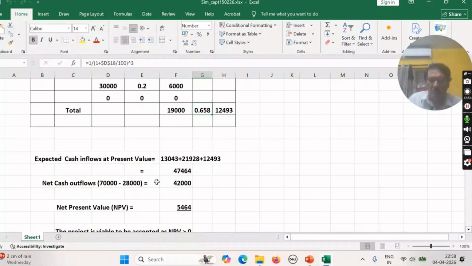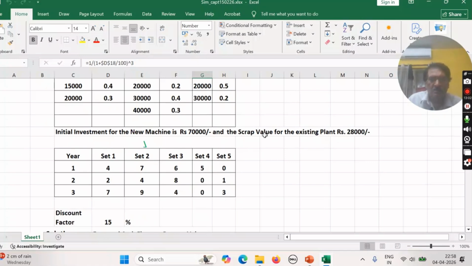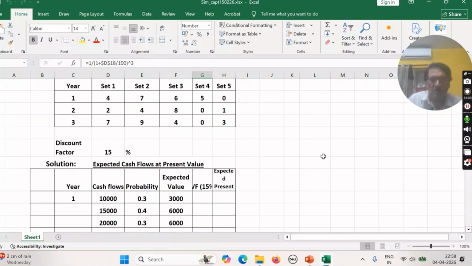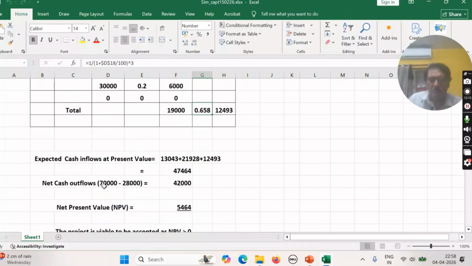And what is the initial cash outflow? That is 42,000, which we have already calculated initially. How 42,000? 70,000 minus 28,000, where 28,000 is the scrap value. This is the net cash outflow at the present value.